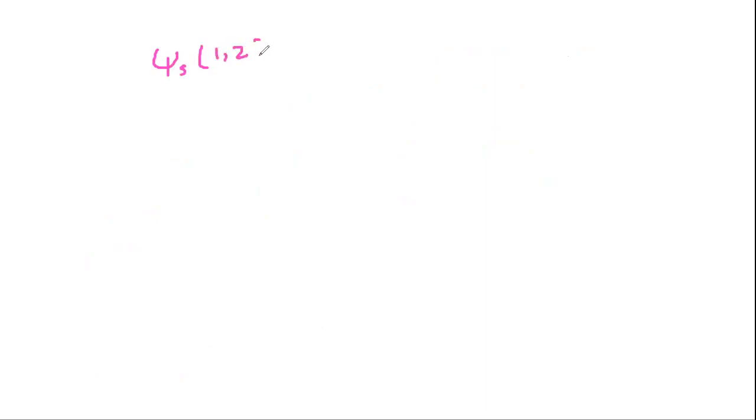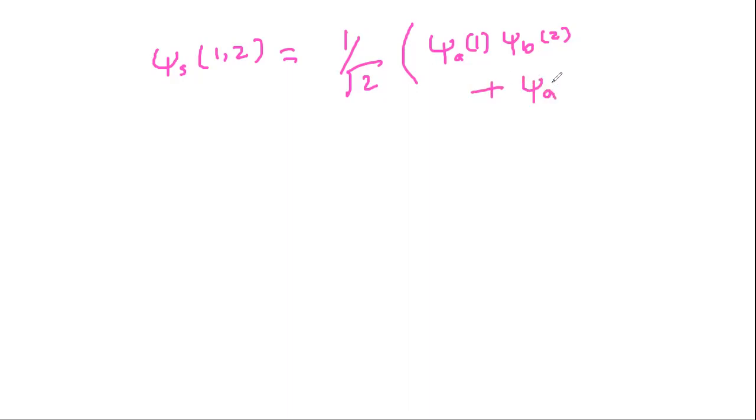Symmetric wave function psi s of 1, 2 is 1 over square root of 2 times psi a of 1 psi b of 2 plus psi a of 2 psi b of 1. This is, let me make the same bracket here. Let me name it equation 2. This is my equation 2.